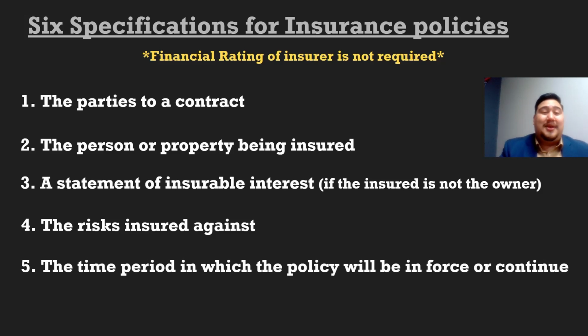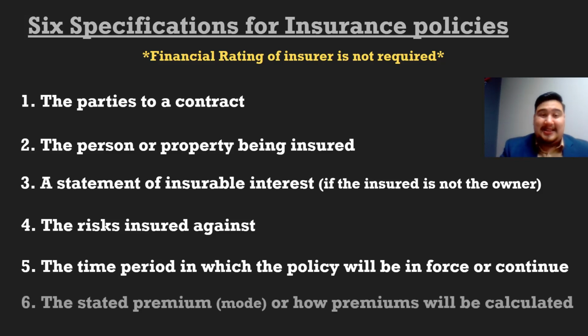Number 5, the time period in which the policy will be enforced. Well, if you pay for your policy monthly, well, guess what? You're going to know it's enforced for the month. If you get, let's say, a term insurance policy, when we're talking about life insurance policies, well, if you got a 20-year term, you know that contract is good for 20 years. If you get an auto insurance policy for the year, guess what? You know it's good for 12 months. So that's the time period that they're talking about.